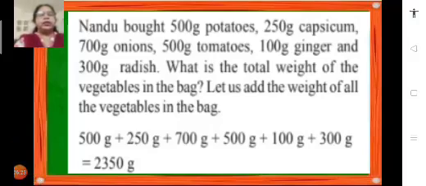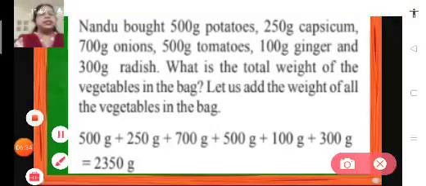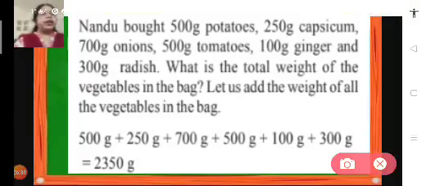First we will add all the weights given here, the weight of the vegetables, and then we will convert that into kilograms. So 500 grams plus 250 grams plus 700 grams plus 500 grams plus 100 grams plus 300 grams. This gives us 2350 grams. Now we will convert this into kilograms.